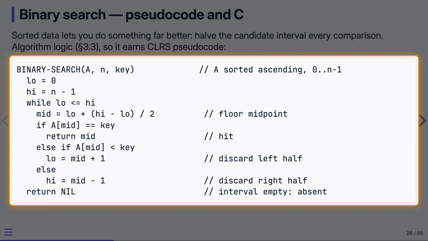If a at index mid is equal to the key, we found it, so we return mid. If a at index mid is less than the key, the answer must be to the right, so we move low to mid+1. Otherwise it is to the left, so we move high to mid-1. If the interval empties out, we return nil, meaning absent.